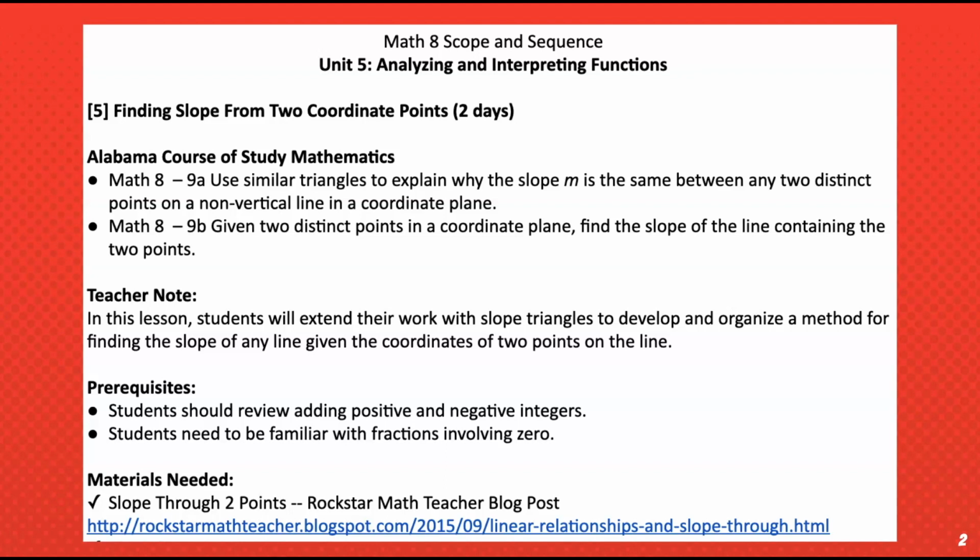Students will extend their work with slope triangles to develop and organize a method for finding the slope of any line given the coordinates of 2 points on the line. This lesson is inspired by a blog post, which you will read after you complete this lesson.